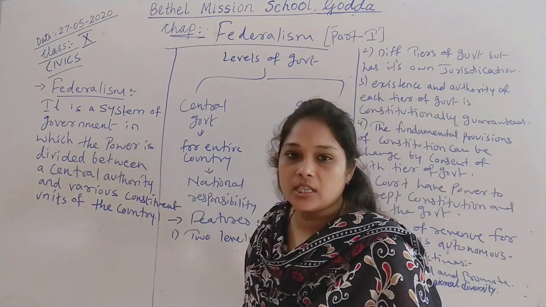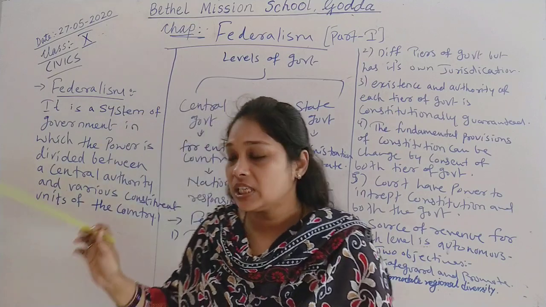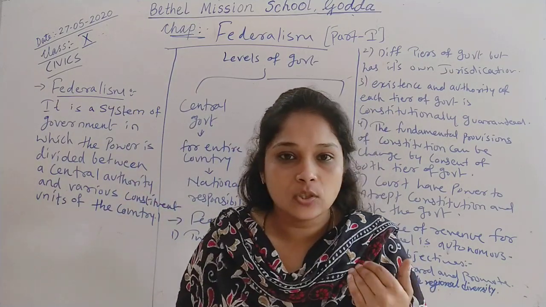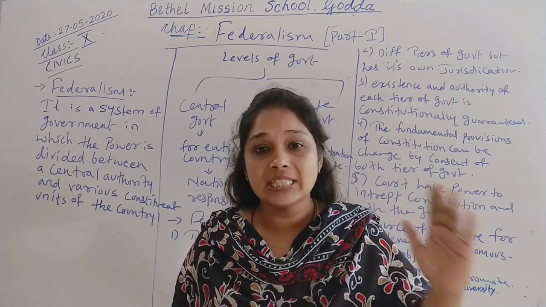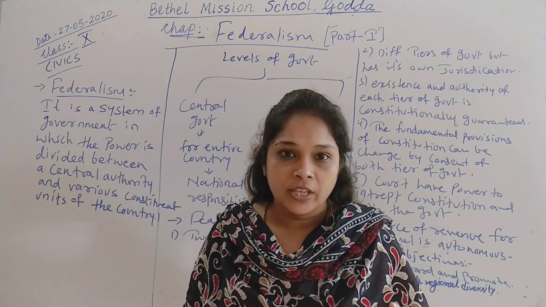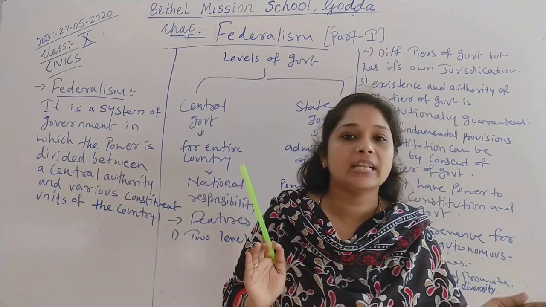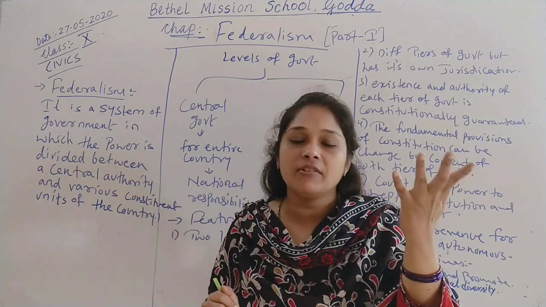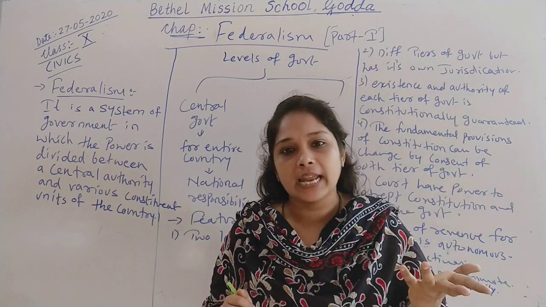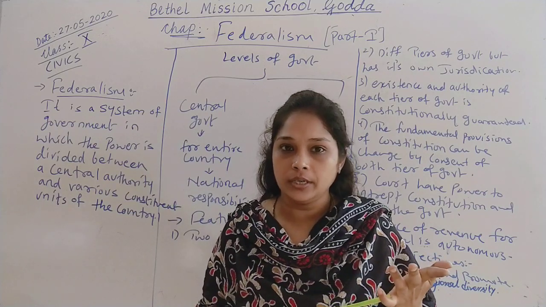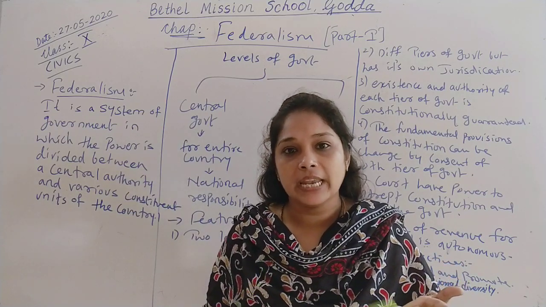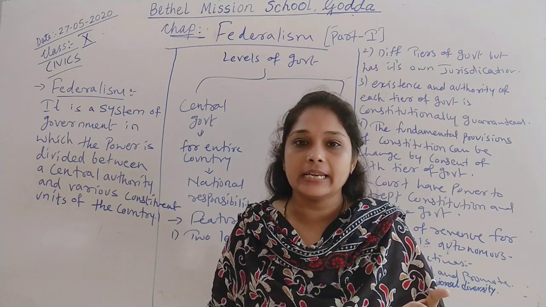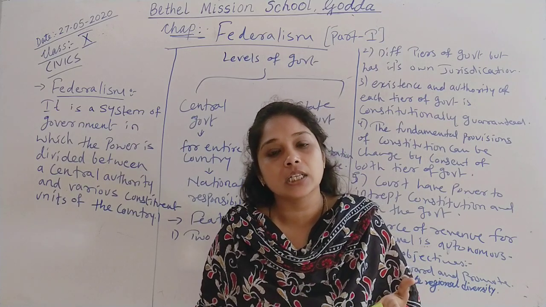Now, when we talk about federalism, there are different features. When we see the meaning of federalism, we have seen that it has two sets of government, one at the central level and one at the state level. And when we talk about the powers of the central and state governments, there are different subjects which we have learned in our 6th, 7th and 8th standards: the union list, the state list, and the concurrent list.